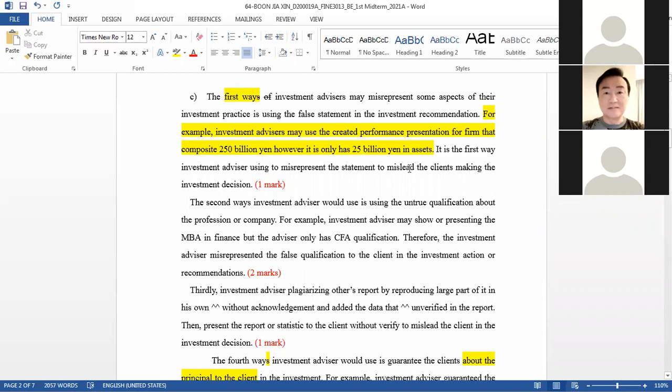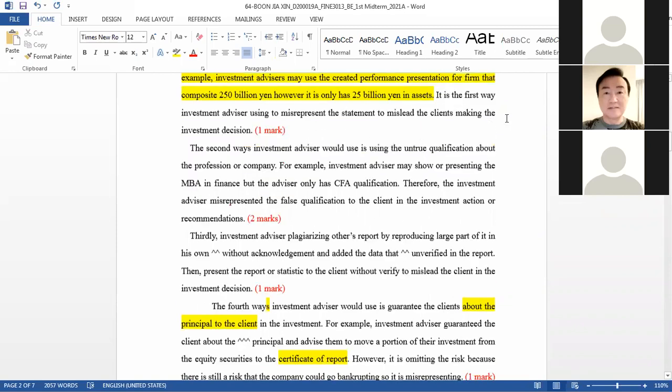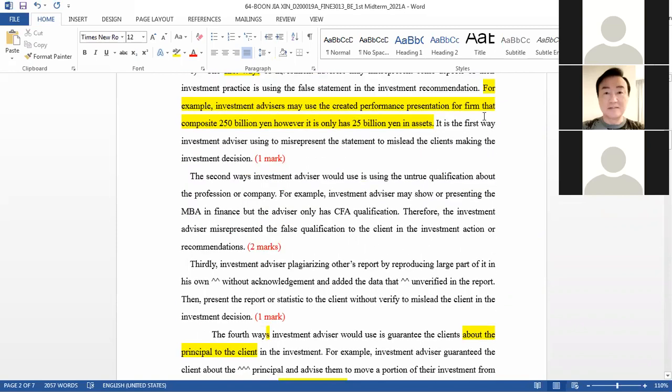Right, so here I'm talking about the characteristics of an investment. All right, so this part, you have not really expressed your answer properly. So this part is about the untrue qualification. Yeah, you get 2 marks.